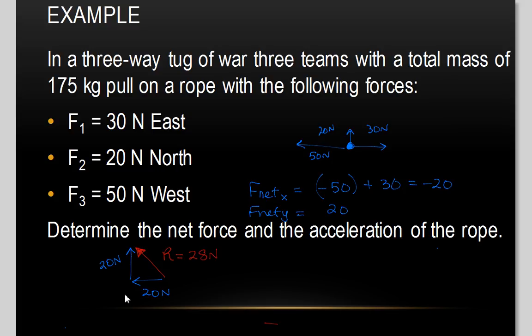And then using inverse tangent of the opposite and the adjacent, they're the same, so it's an isosceles triangle, so you get 45 degrees, and this is north of west. So that's the resultant force. In this three-way tug-of-war, this thing's actually going to get pulled at an angle, because there is some north that's unbalanced and some east and west.